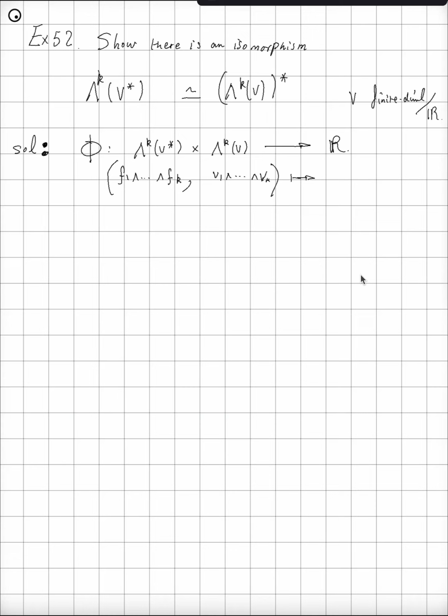the determinant of f_i(v_j), with i, j bigger or equal than 1 and less or equal than k. So this is a k by k matrix. Compute the determinant and show this is non-degenerate. This is bilinear and non-degenerate. Hence, a perfect pairing.